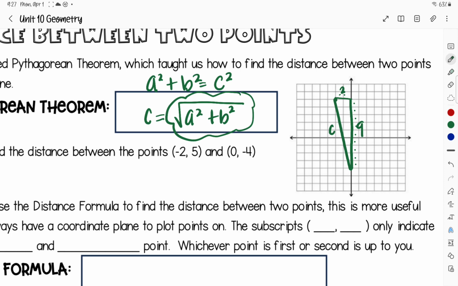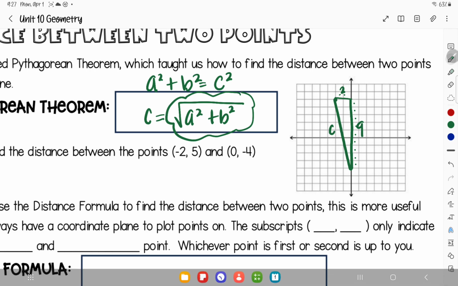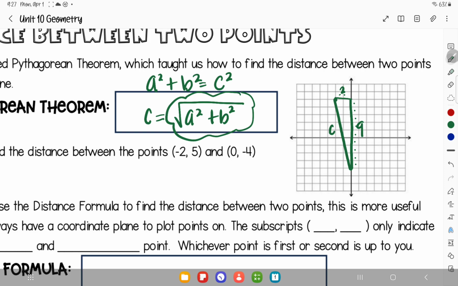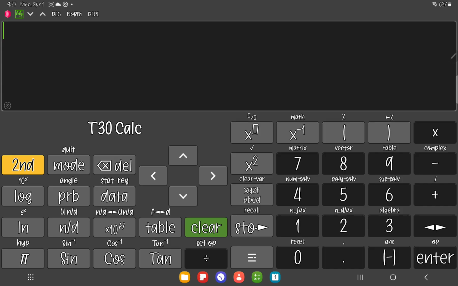Let me write those numbers down real quick. I don't know if I have a calculator on this one. This is my home tablet. Hold on one sec. I do have it. Okay, so we're going to do the square root, which is the second key, and then x squared. And we're going to do 2 squared plus 9 squared. And yours will give it to you as a radical. Mine is giving it to me as a decimal. So it would be the square root of 85, or approximately 9.2.